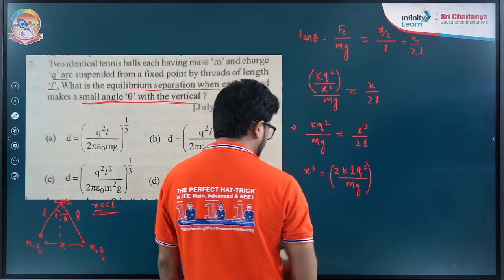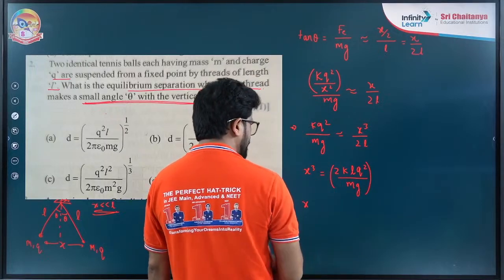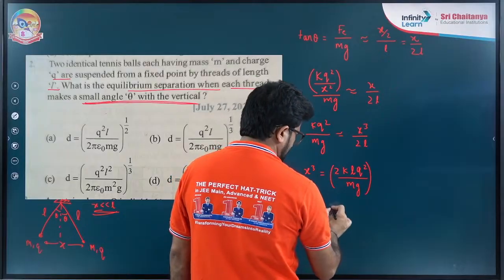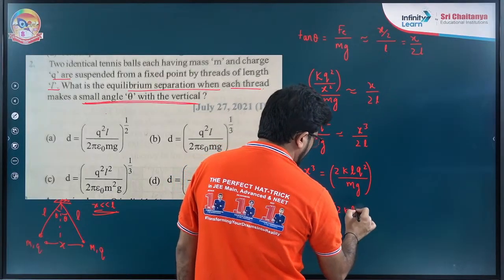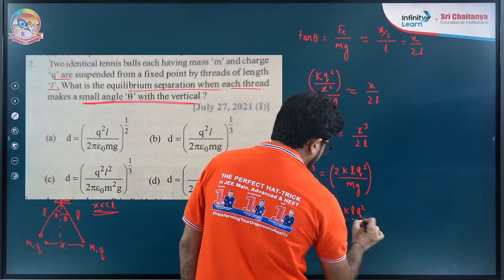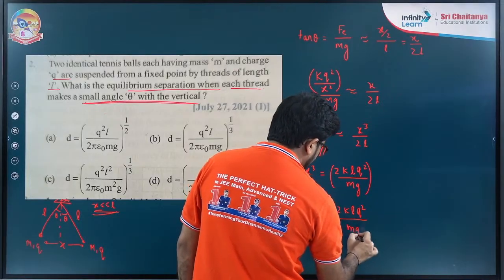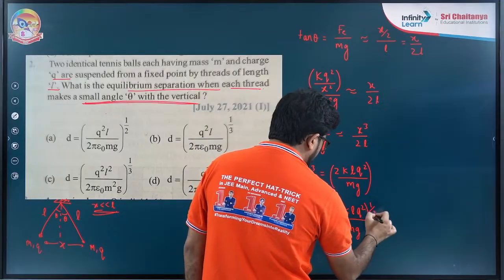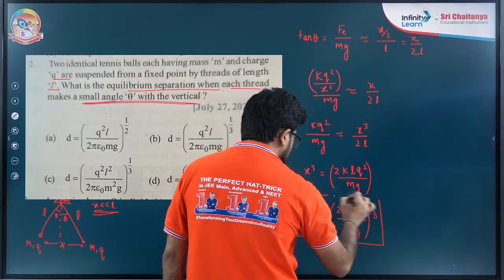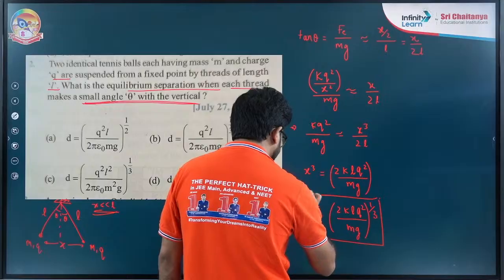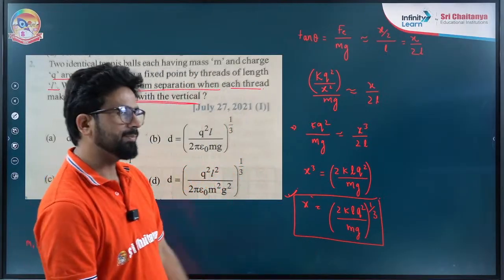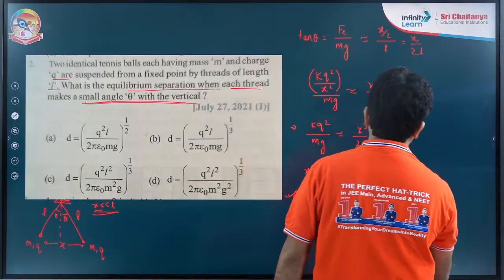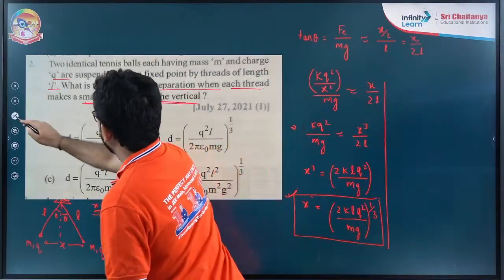Or x is equal to 2kL q square divided by mg, to the whole power 1 by 3. This is your answer. If you want to write the k value as 1 by 4 pi epsilon naught, you can put it in and you will get the answer. I am writing it, you will understand.